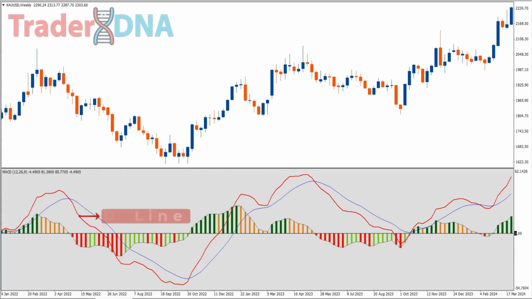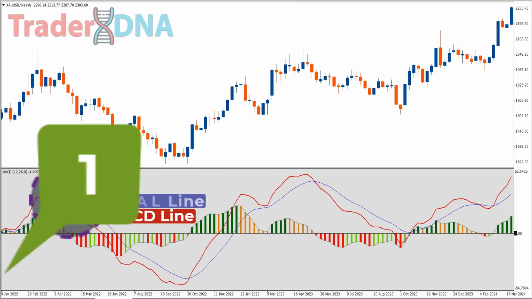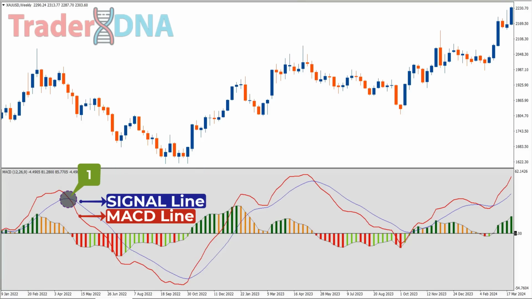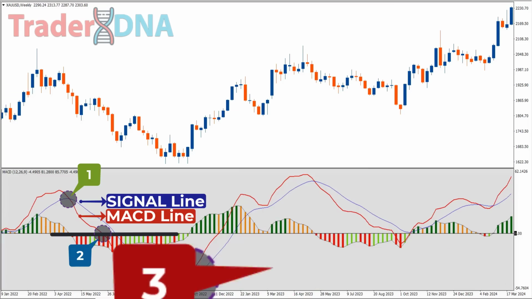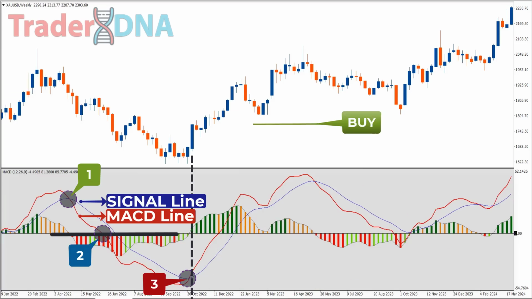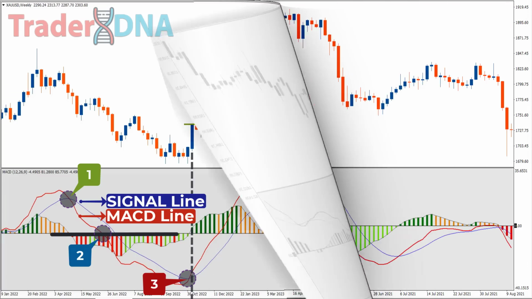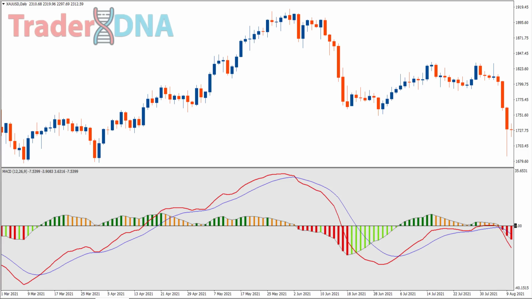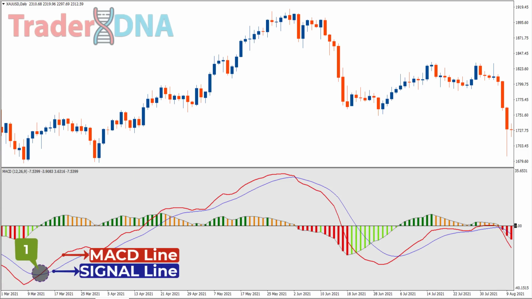Long trade setup. First, MACD crosses below the signal line. Second, MACD crosses below the zero line. Third, buy when MACD crosses above its signal line. Short trade setup. First, MACD crosses above the signal line. Second, MACD crosses above the zero line. Third, sell when MACD crosses below its signal line.